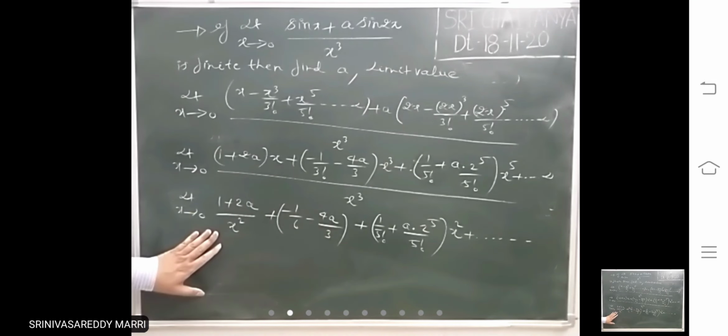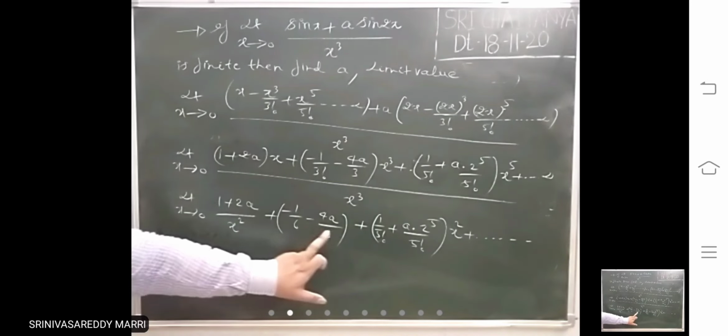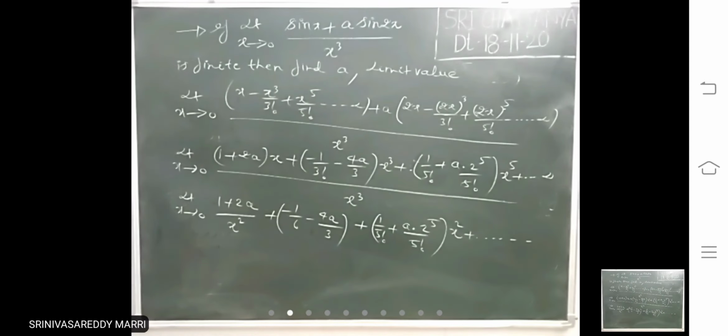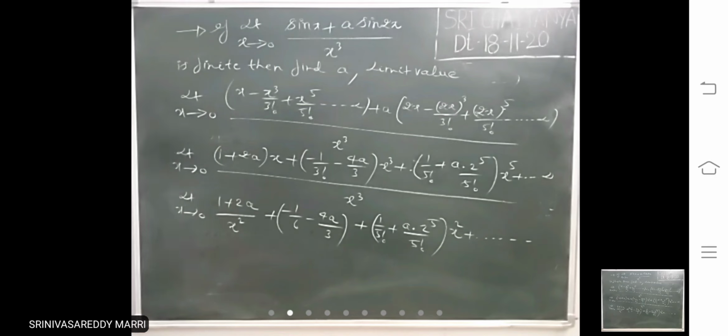Now look at this expression. This only contains x in the denominator. These other terms will not contain any x in the denominator. Now the limit is given as finite. Limit is finite given means, look at it. This contains an x term in the denominator. Equate that to 0. That must be definitely 0.